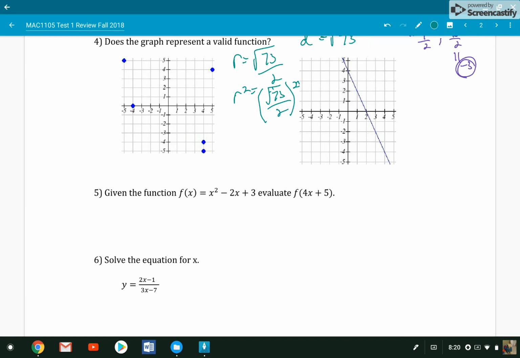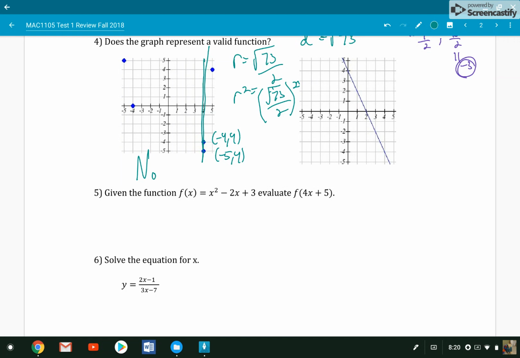Moving to number 4, does the graph represent a valid function, either yes or no? Number 4 here is a no. I'm using the vertical line test. If I draw a vertical line through 4 right here, I'm crossing 2 points at once. We're looking at negative 4, comma 4, and negative 5, comma 4.